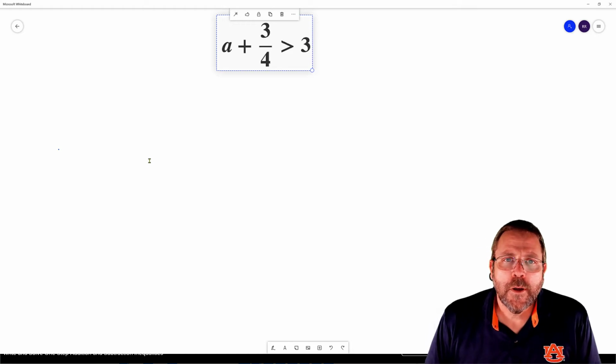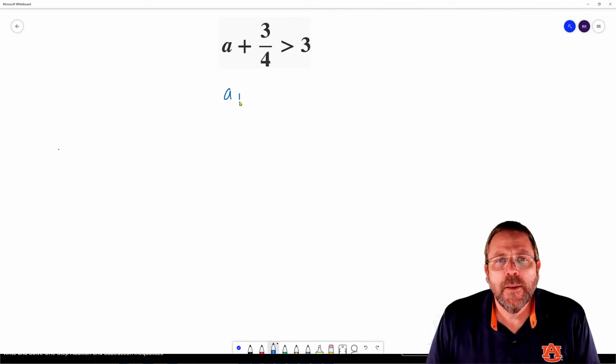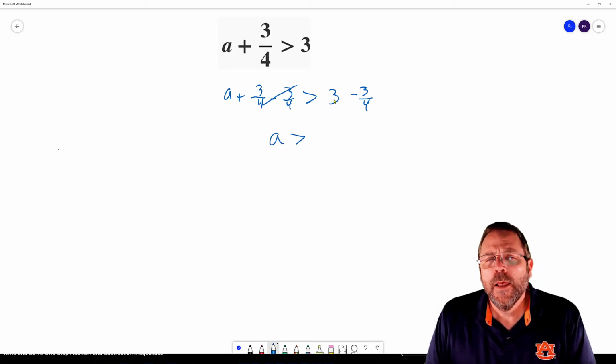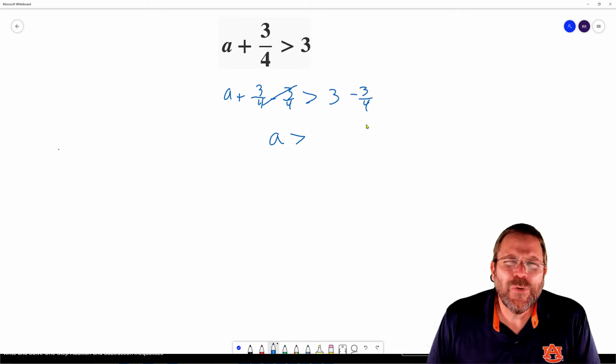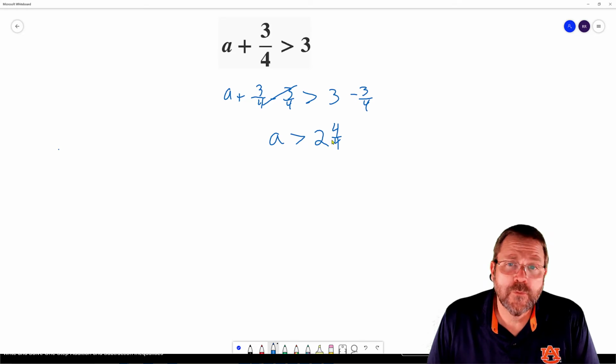Alright, so when I'm going to work it, I'm going to undo addition by subtracting 3/4 from both sides. So I'm going to have a plus 3/4 minus 3/4 is greater than 3 minus 3/4. These, of course, are going to zero each other out, and that's going to leave me with a is greater than. Now, 3 minus 3/4, I can do that one in my head, but let's go ahead and show you why. I can change 3 to 2 and 4/4, because 4/4 is 1, and 1 plus 2 is 3.